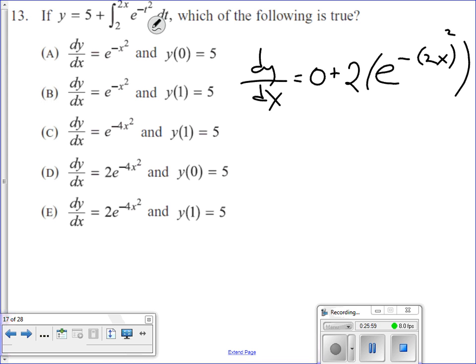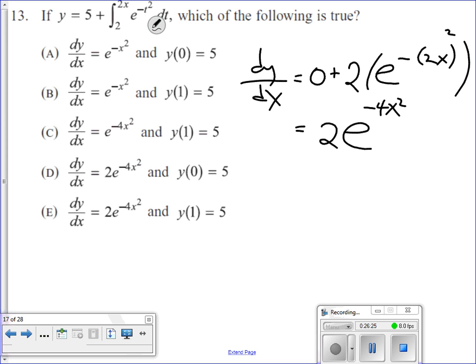So 2 is from the derivative of upper. Then you plug in the upper limit, the 2x, into the t. So let's just see what we get for this. So we'll square the 2x. So that's 4x squared. And then you multiply by negative 1. So we have 2e to the negative 4x squared. But then we look.